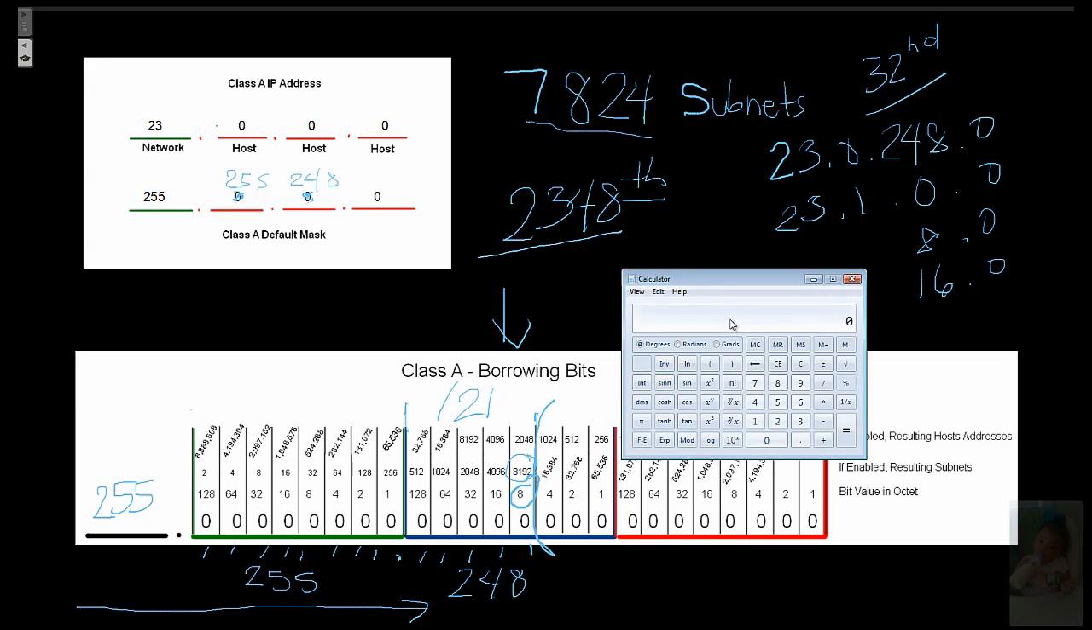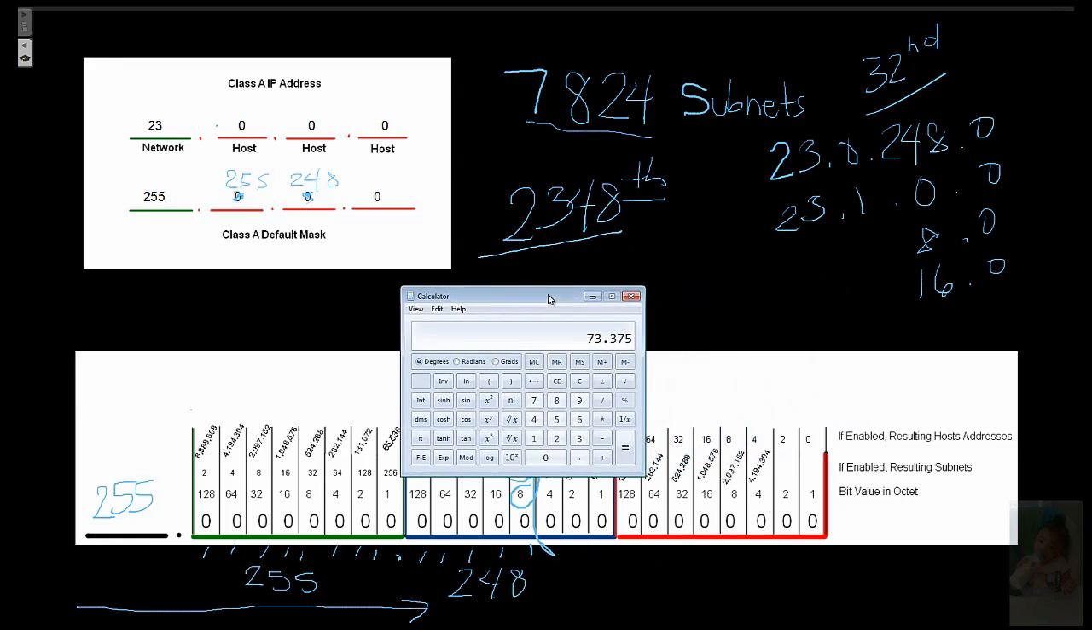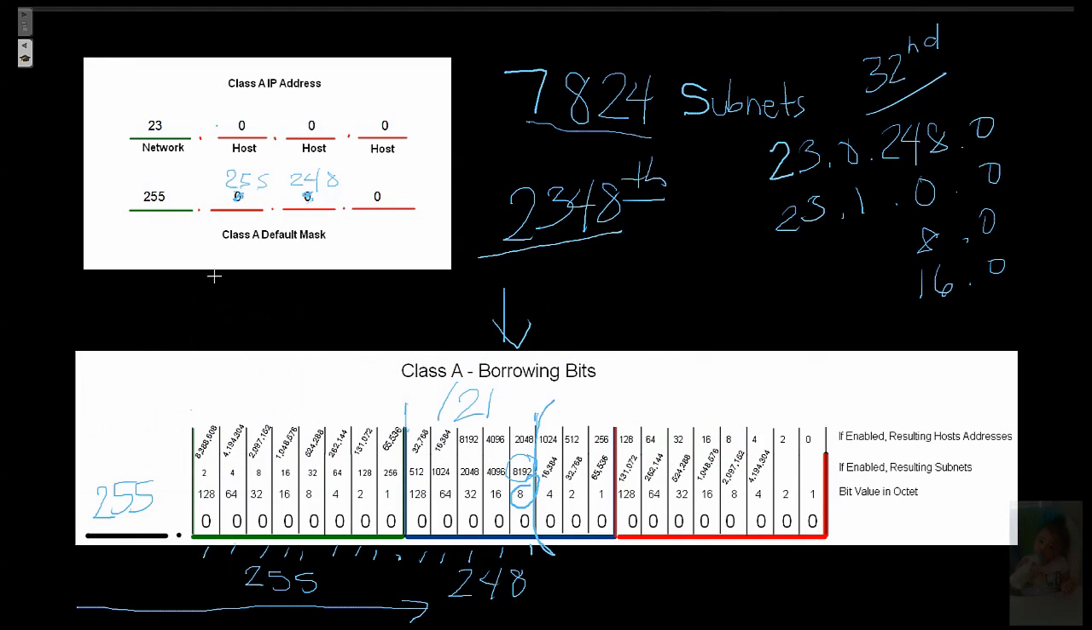So if we pull out a calculator at this point, we could say we need 2,348. That's the subnet that we are looking for. If we divide that by how many subnets we create here before this guy rolls over, it will tell us the value of this octet. So divide 2348 by 32 and you will see that it gives us 73.375. Don't worry so much about this decimal. We have what we need. That 73 is what's important.